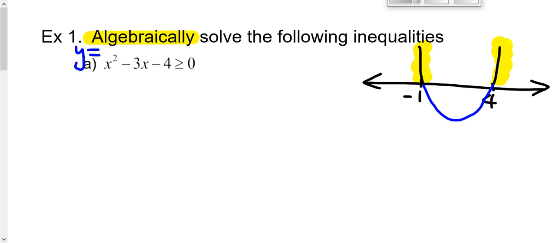Okay, so if you look at your notes on the previous slide, the first thing we talked about was the critical numbers. Those are the numbers that would make the function equal to 0, i.e. they are the x-intercepts. So in this case, let's do this here. We want to factor this so that we know where the x-intercepts are.